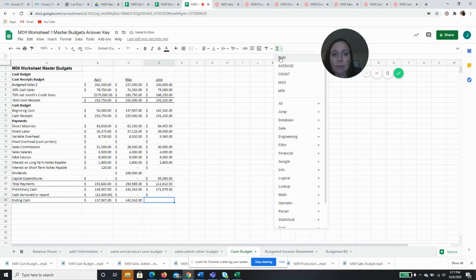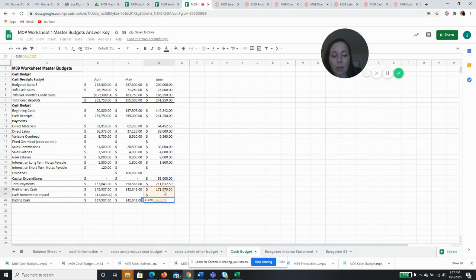And so we're just going to go ahead and add that up. Our ending cash balance at the end of June is $171,979.50. So now we know that with our current budget, our sales budget, our production budget, all of our budgets, we're going to be okay on cash. We're actually going to be making some money. We may decide to do something with that. We may not. And now we know that.